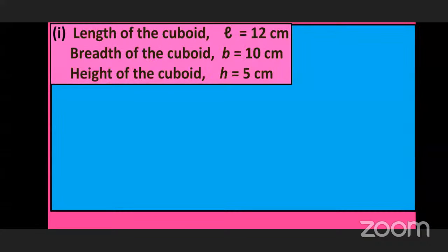Now see, children, sum number 1, where you can see the length is given, breadth is given, and height is given, and we have to find out the total surface area of a cuboid. See, length of the cuboid is 12 centimeter, breadth of the cuboid is 10 centimeter, height of the cuboid is 5 centimeter. Well, L, B, and H stand for length, breadth, and height.